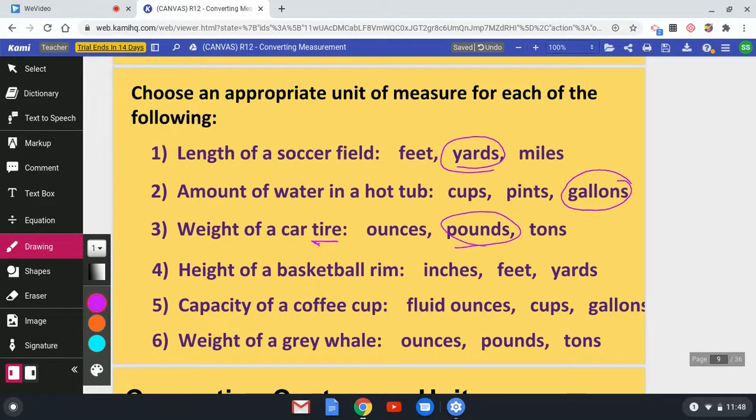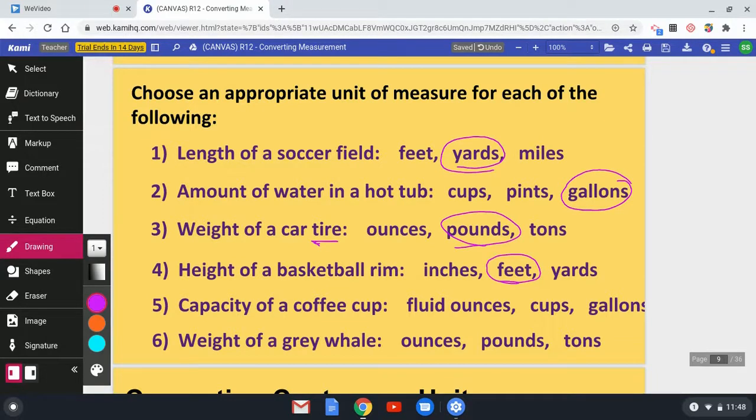Pounds. All right, go ahead and pause and try 4, 5, and 6. Number 4, the height of the basketball rim. I would use feet to measure how tall that is. Number 5, capacity of a coffee cup.